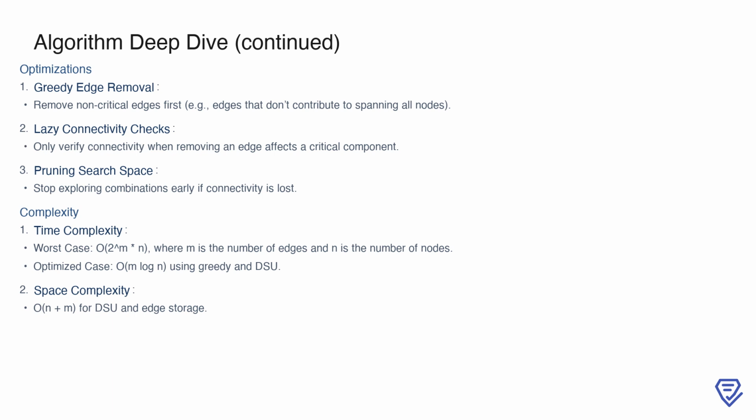In terms of complexity, the worst-case time complexity is O(2^m * n), where m is the number of edges and n is the number of nodes. However, with optimizations like greedy removal and DSU, this can be reduced to O(m log n). Space complexity is O(n + m), accounting for DSU and edge storage, making the algorithm practical for real-world use cases.